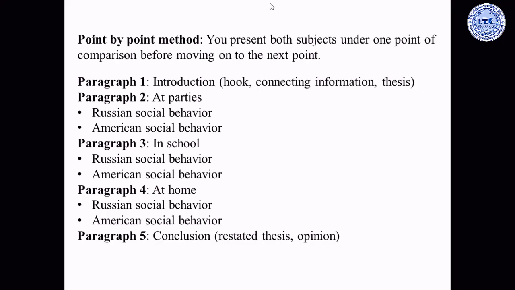For paragraph 4, we have to mention the last point, which is at home, and then we have to compare the two subjects together, Russian social behaviors and American social behaviors. In paragraph 5, of course, it is the concluding paragraph. Still, we have to restate the thesis and give our opinions.